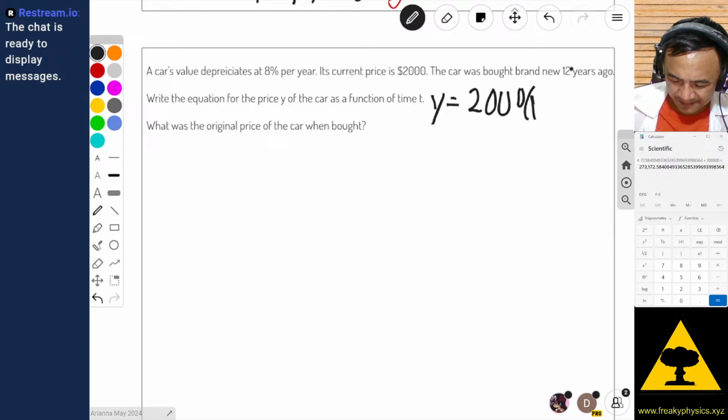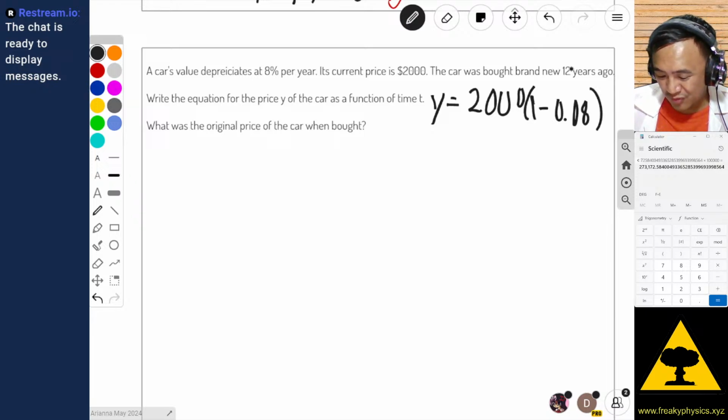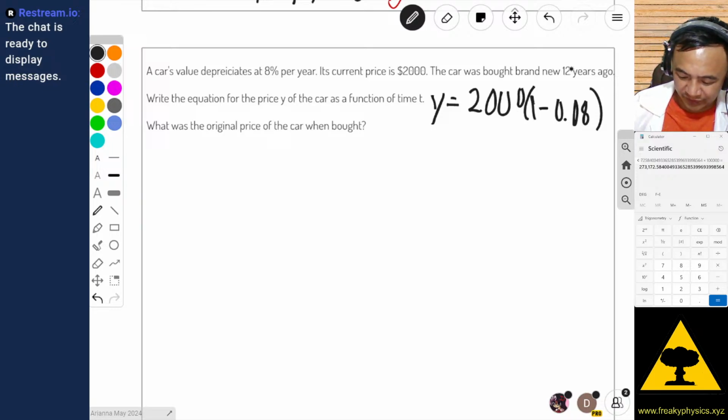1 minus 0.08, right? Almost right. Don't forget the exponent t. Oh yeah, yeah, yeah.